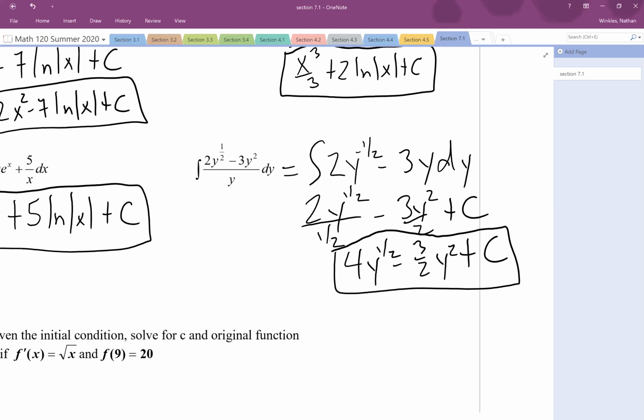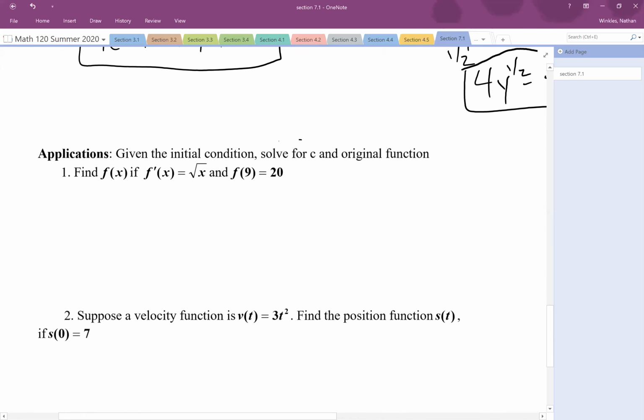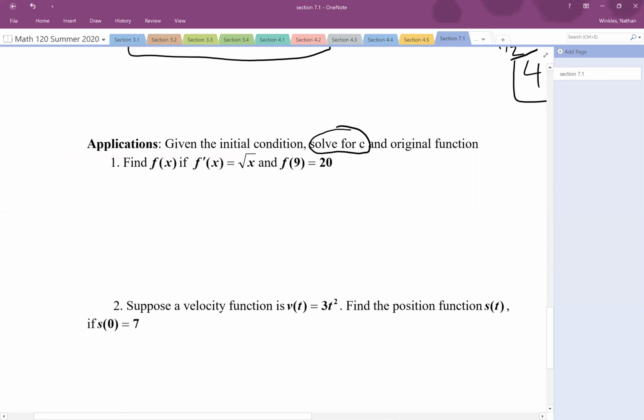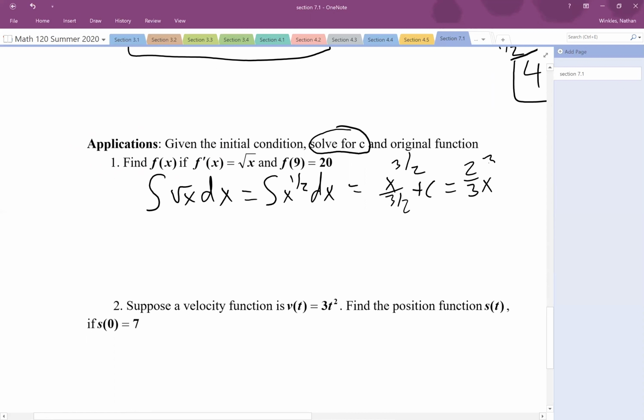Now, for some applications of this, we could have applications which in turn allow us to solve for that c. So what we're doing here is it's saying find f of x if we know f prime of x. So really what we're saying is what is the integral of the square root of x dx? Well, that's the integral of x to the 1/2 dx, which is equal to x to the 3/2 divided by 3/2 plus c, which is 2/3 x to the 3/2 plus c.